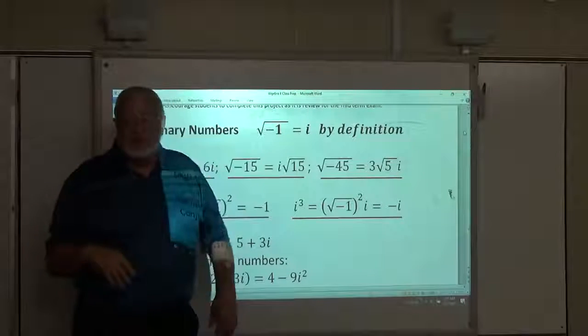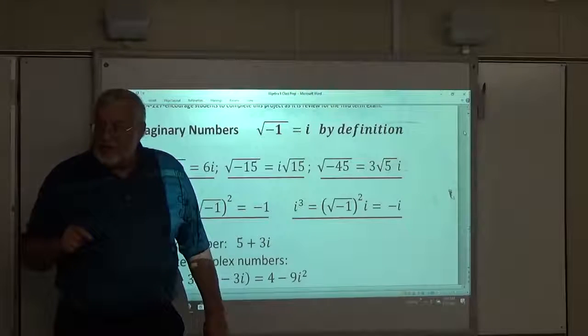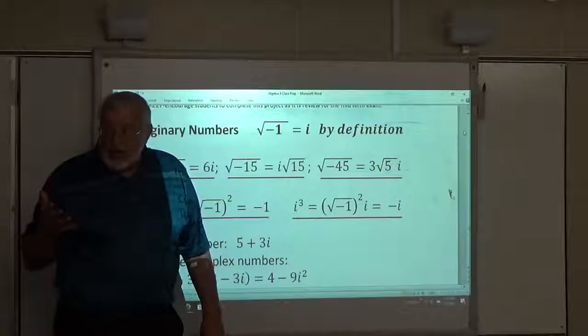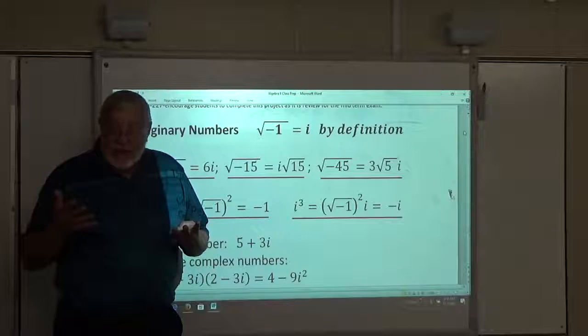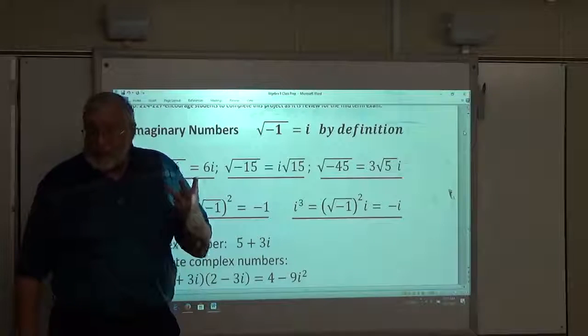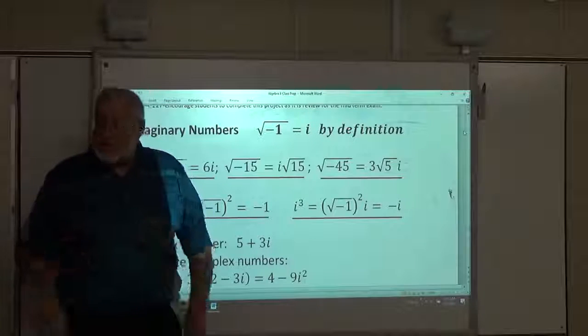All right, so the easiest one, the square root of 75. 75 is 25 times what? 3. And so the square root of 25 is 5. The square root of 3 is still the square root of 3. And so the square root of 75 becomes 5 times the square root of 3.